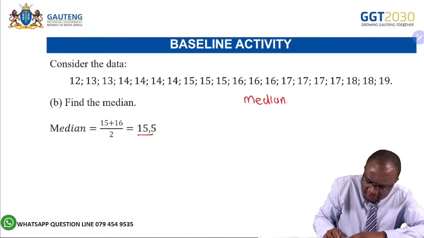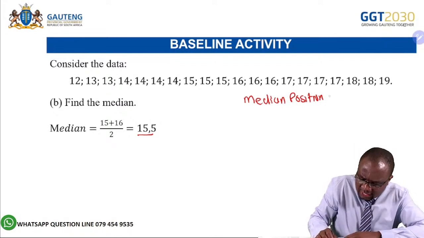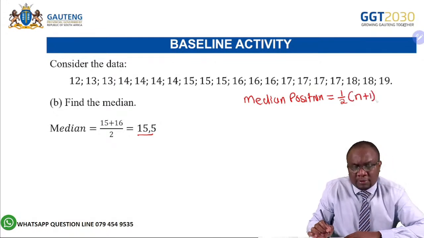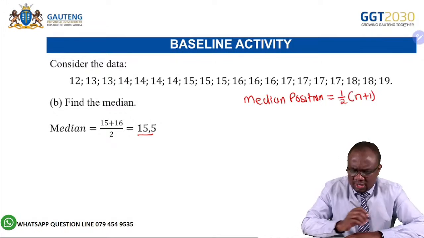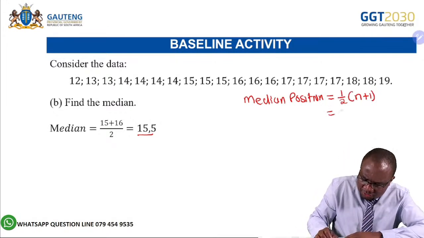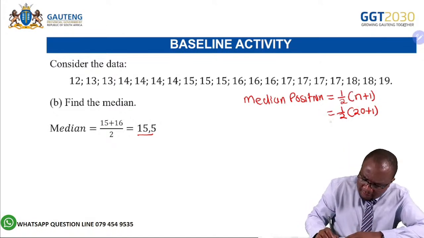Do you remember how we find the median position? We say the median position is equal to half times n plus 1, which is (n plus 1) divided by 2. So our n is 20, so it's going to be 1 over 2 times 20 plus 1. What is half of 21? That is 10,5.